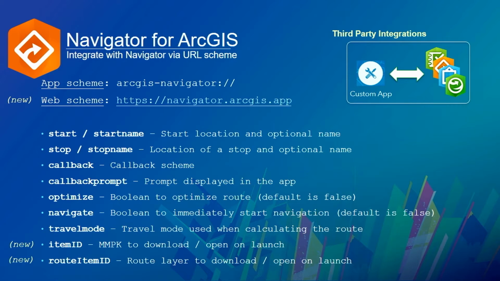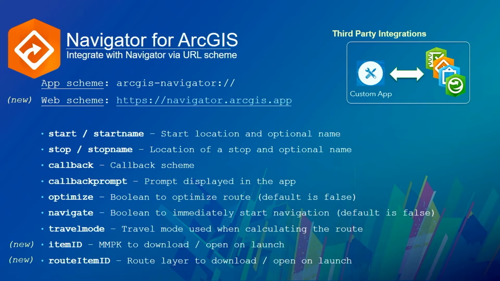We've also got some new items, things like being able to set the mobile map package that should be downloaded or opened upon launching Navigator. You can define that as well in case you want them to use specific MMPKs. Also, route item ID, being able to pass in a specific route layer, which we're going to show you here in a little bit. You can pass in a specific route layer that should be downloaded or opened on launch. So that's the case where you might have 1,000 packages to deliver. You create maybe 500 routes, and then maybe you want to pass in a specific route to a specific driver. You could do that using this route item ID, pass that specific route into them.